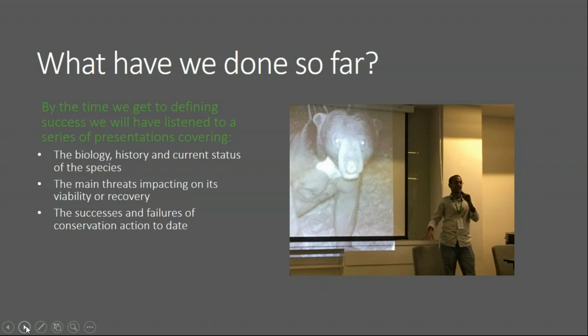Now, by the time we get to this piece in a workshop, we will have listened to a series of presentations covering things like the biology, history and status of the species, the main threats impacting its viability or recovery, and successes or failures of conservation action to date. And we may also have heard talks on other things, just to really set the scene, to get people thinking about the issues that we're going to be dealing with during the rest of the workshop, and to bring everyone to the same place.